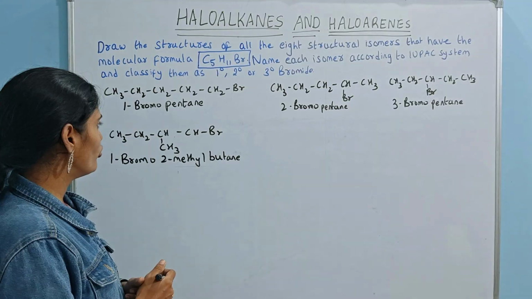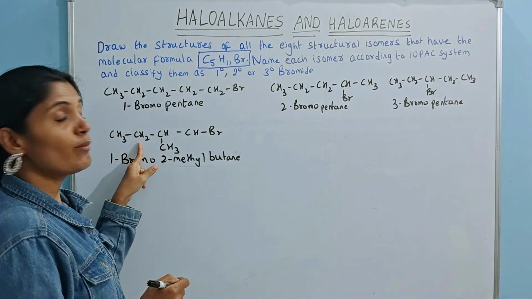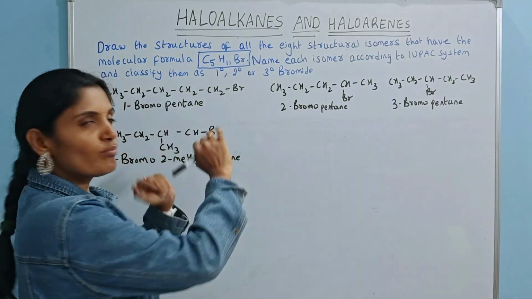Let us try one more possibility. Can I keep the methyl on this carbon and try one more structure, keeping 4 carbons in the main chain?